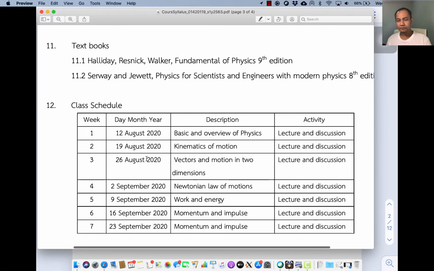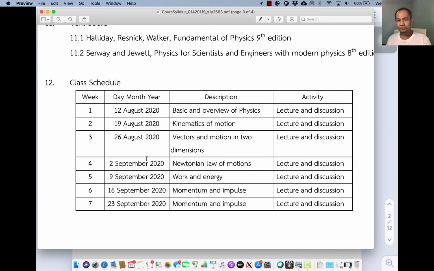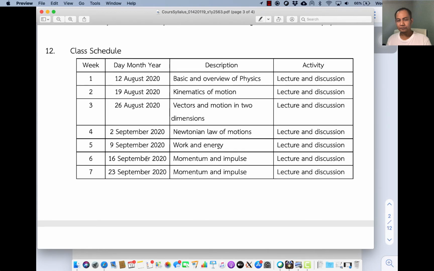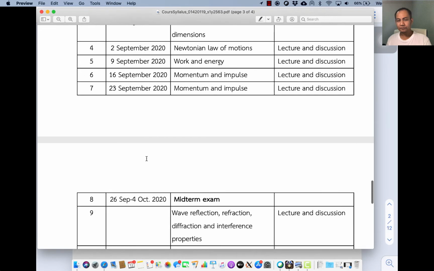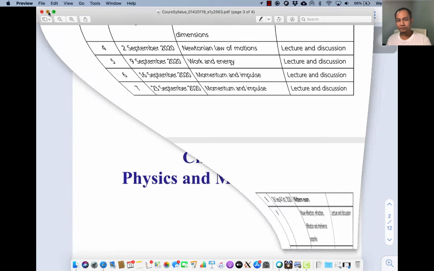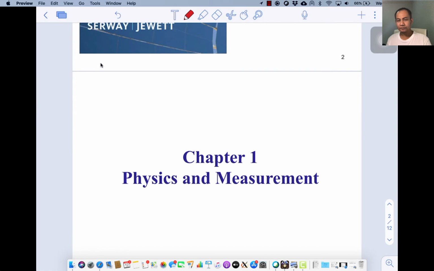This is a textbook, and this is the class schedule for my part. If we follow this, we will cover momentum before the midterm exam, which will be around 26 September to 4 October 2020. Look back at this slide, I will post it later.